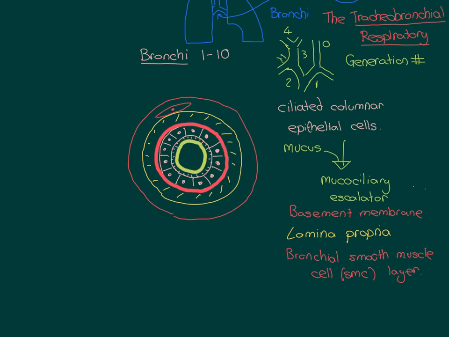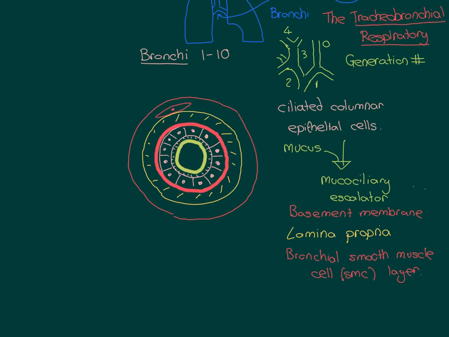Right, so now going out even further, outside the bronchial smooth muscle cell layer, what do we have? We now have another layer of connective tissue known as the submucosal layer, and this contains glands known as the submucosal glands, which are responsible for the production of the mucus in the bronchi. They're the major things responsible for the production of the mucus in the bronchi.